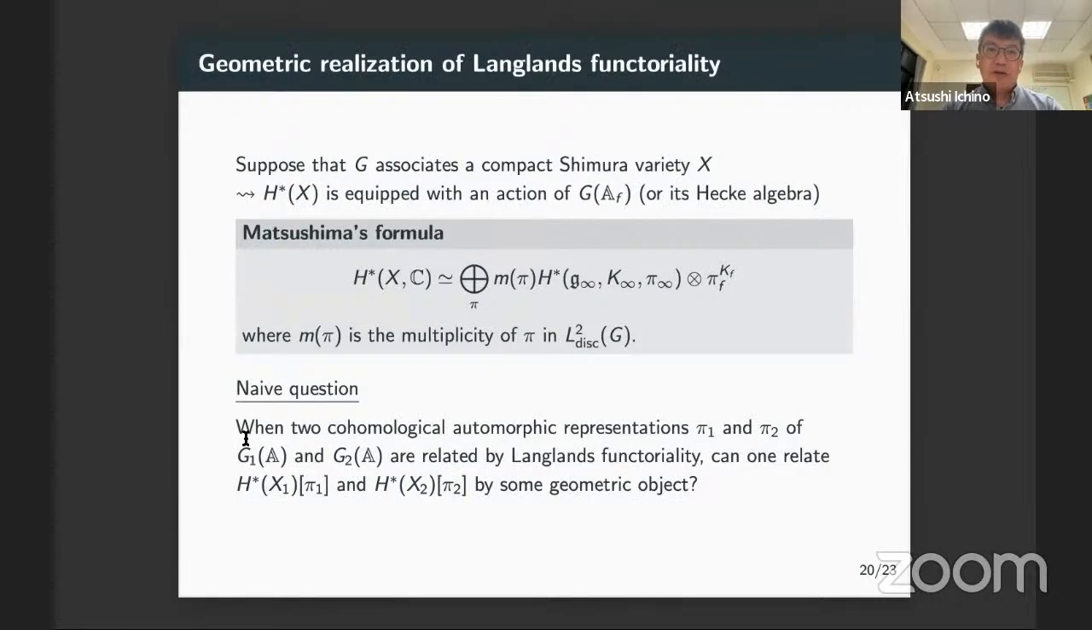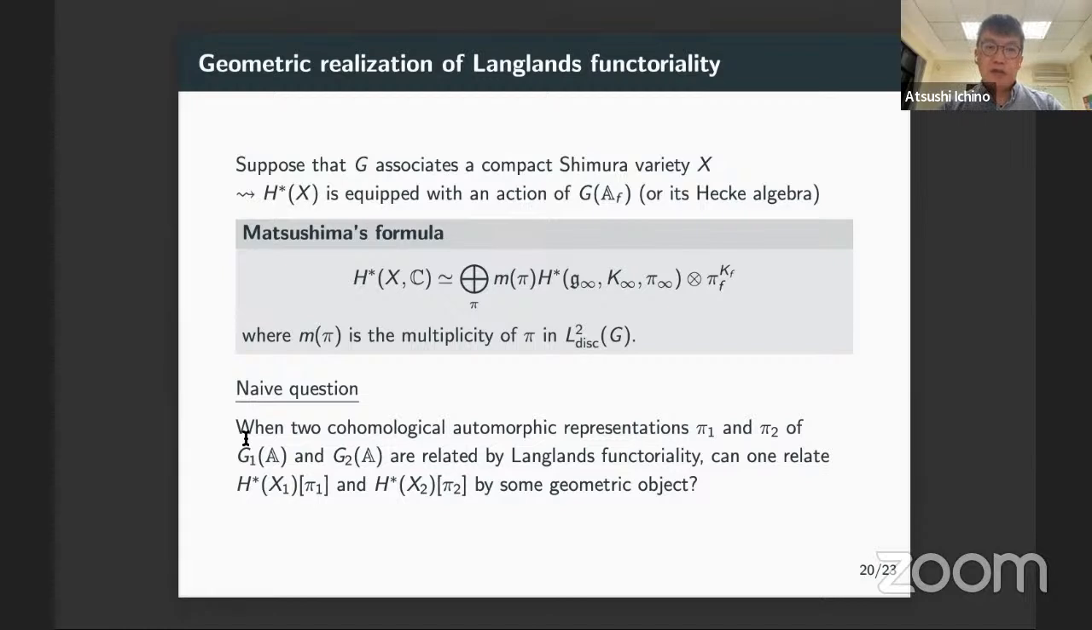Finally, I'd like to discuss another application of theta lifting, which is about the geometric realization of the Langlands functoriality. Suppose that the group G is associated with some variety X, or a compact Shimura variety X. I won't recall the definition of this X, but whatever it is, the important point is that the cohomology of X is equipped with an action of G of the finite adeles. Well, depending on the context, it comes with the action of the Hecke algebra.